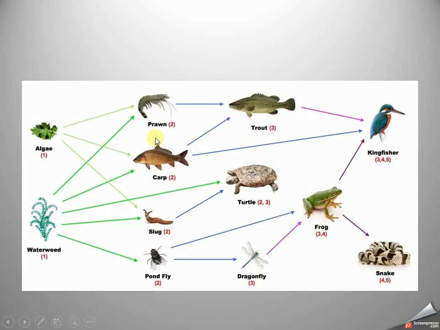Imagine what would happen if all the carp suddenly died, through a disease or something like that. What would happen to the number of prawns? Some people might think that they go up because they might have more algae and more waterweed to eat, but that doesn't actually happen. What happens is that the trout, because they've got no carp to eat, would eat more prawns, so the number of prawns would actually go down.